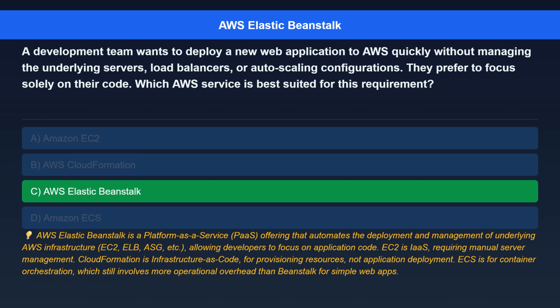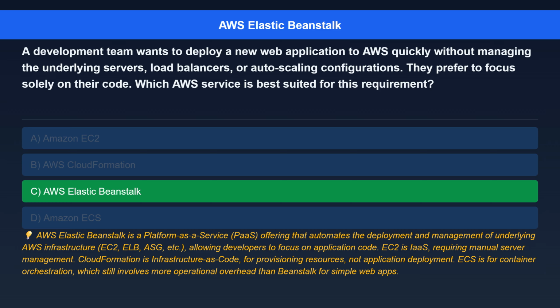The correct answer is AWS Elastic Beanstalk. Here's the explanation. AWS Elastic Beanstalk is a platform as a service (PaaS) offering that automates the deployment and management of underlying AWS infrastructure, EC2, ELB, ASG, etc., allowing developers to focus on application code.